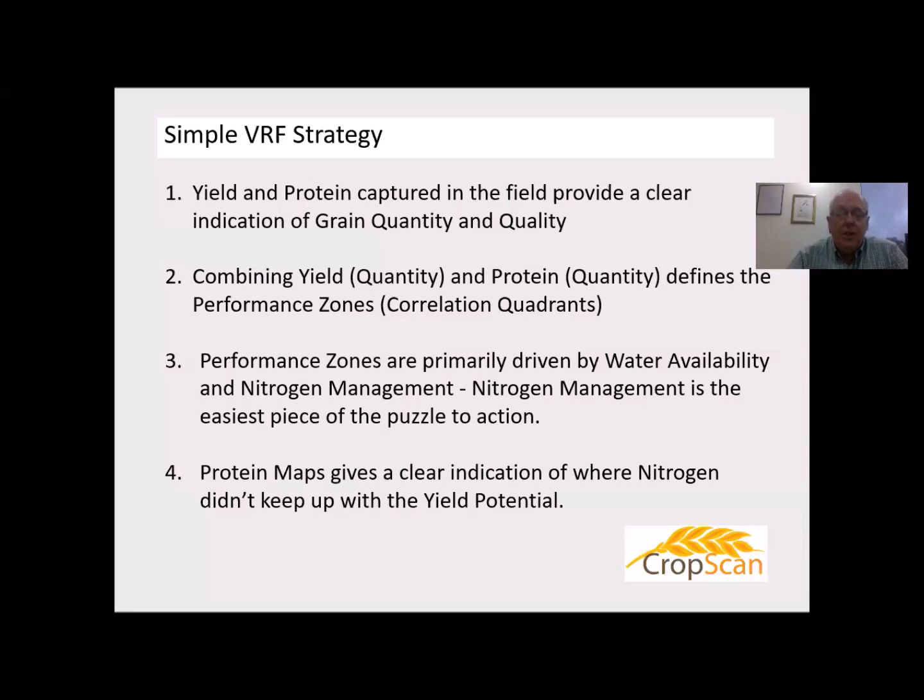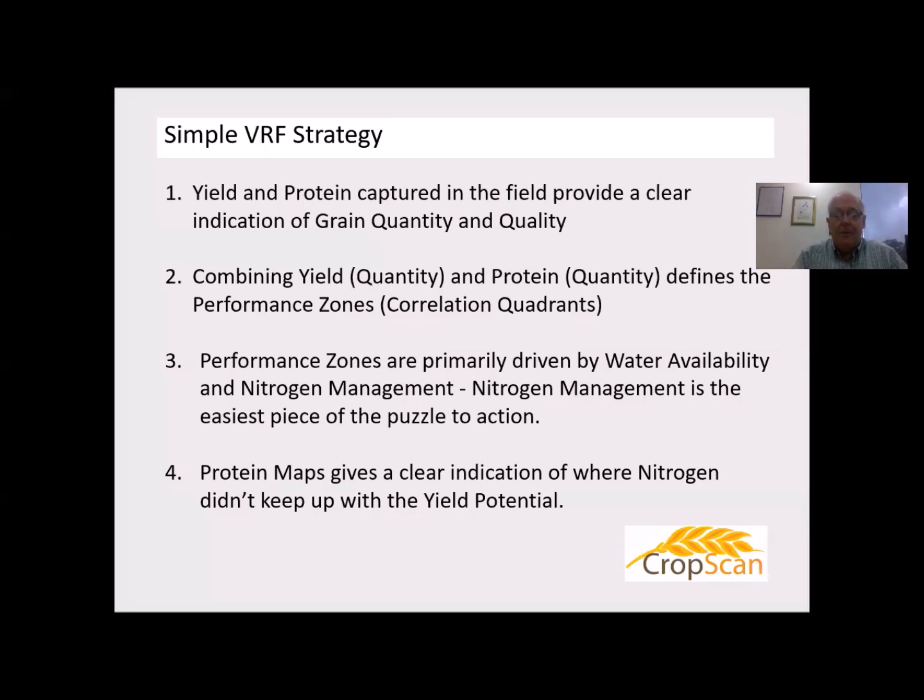So what's our strategy? Simple variable rate fertilization strategies based on yield and protein. It gives you a clear indication of the grain quantity and the quality. By combining the yield, the quantity, with protein, the quality, you can define the performance zones. The performance zones are what you can then use to work out what the drivers are behind the water and the nitrogen. The nitrogen management is the easiest piece of the puzzle to action. In other words, you can try other nutrients, and we're not saying other nutrients don't influence plant growth, but nitrogen is the one that you're going to get the easiest and the biggest response from. So try that first.